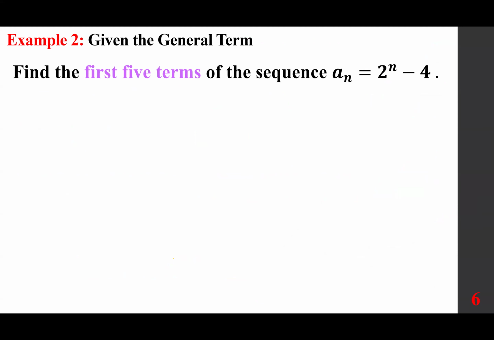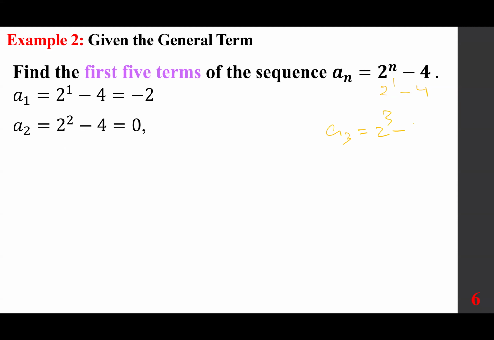Example 2, given the general term, find the first 5 terms of the sequence A sub n equals 2 to the power of n minus 4. So obviously, the first one would be 2 to the power of 1 minus 4, which is 2 minus 4, which is negative 2. The second one would be 2 squared minus 4, which is 0. The third one would be 2 cubed, which is 8 minus 4, equals 4.